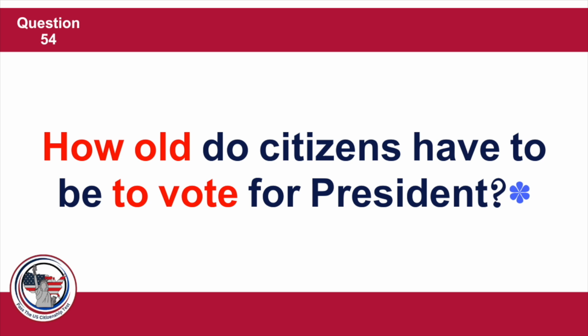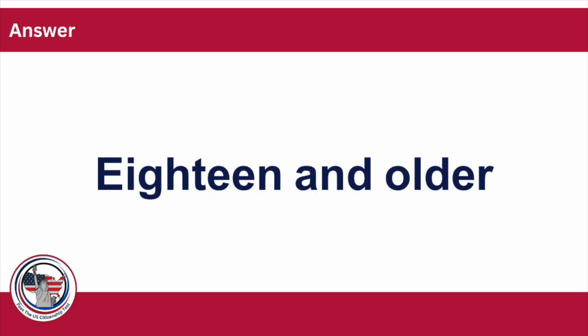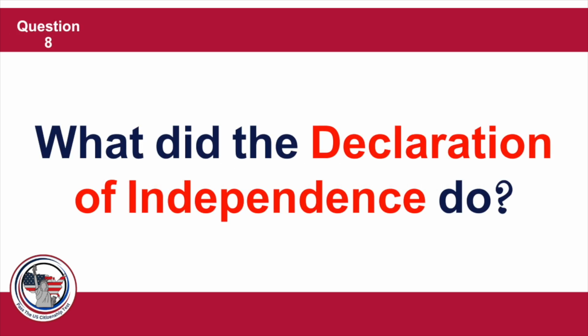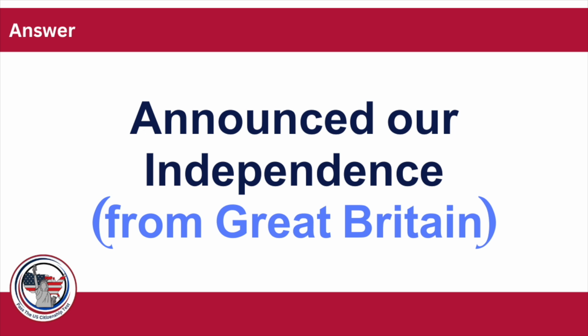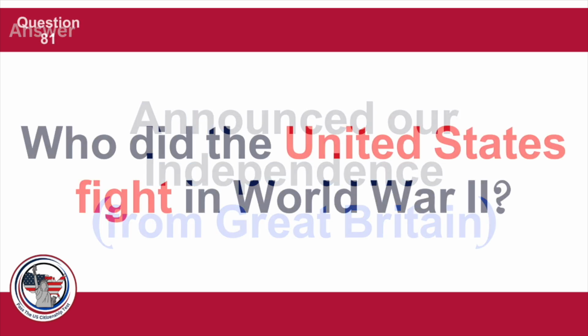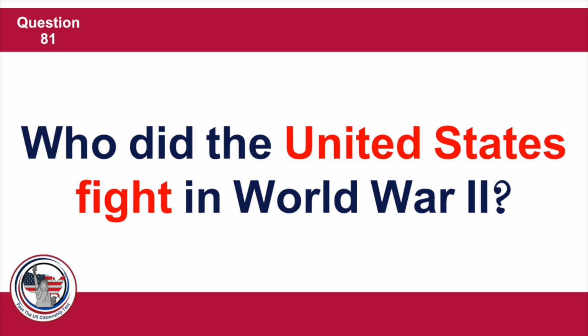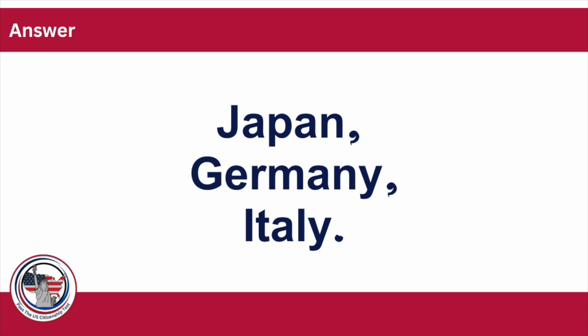How old do citizens have to be to vote for president? 18 and older. What did the Declaration of Independence do? Announced our independence from Great Britain. Who did the United States fight in World War II? Japan, Germany, and Italy.